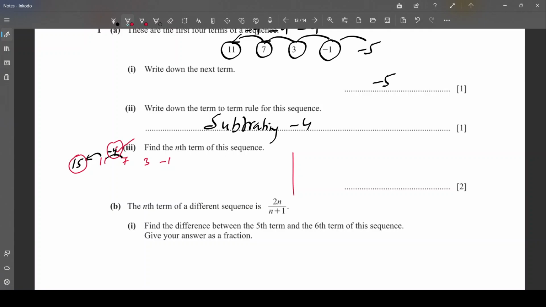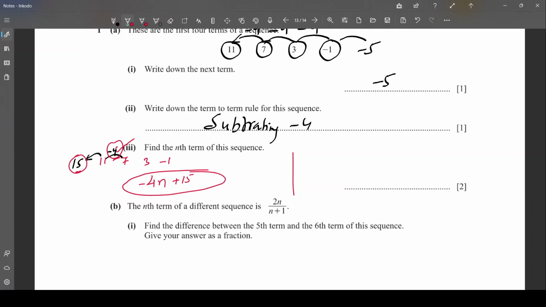You will just add n to the common difference. The common difference is minus 4, so you will add minus 4n, just n times the common difference, and you will write the previous term of the first term. The previous term is 15, so plus 15. So this is your nth term.